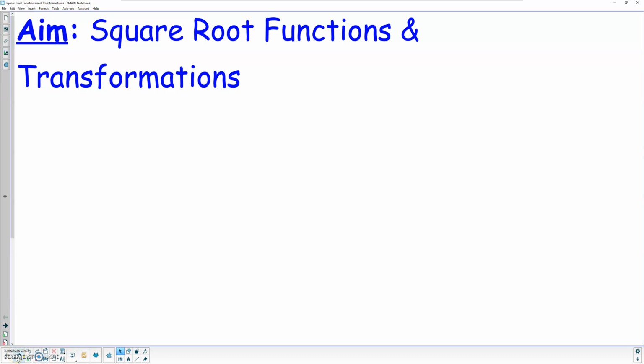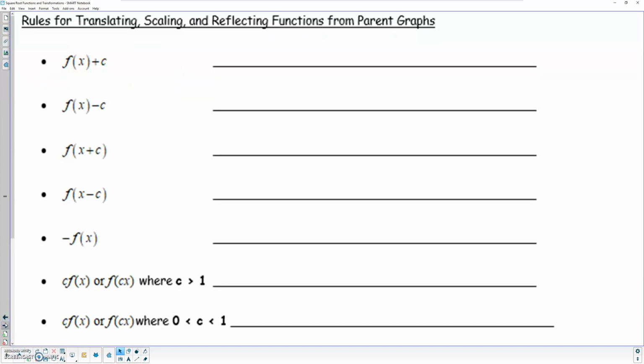Everyone, so in this lesson we're going to be looking at the square root function and also reviewing those transformation rules that we did with the absolute value function. Okay, so first thing I want to do is I just want to review the rules. You should already have this in your notes. If you don't, you can certainly write it down again, and it's not a bad idea to have these notes out in front of you throughout the lesson.